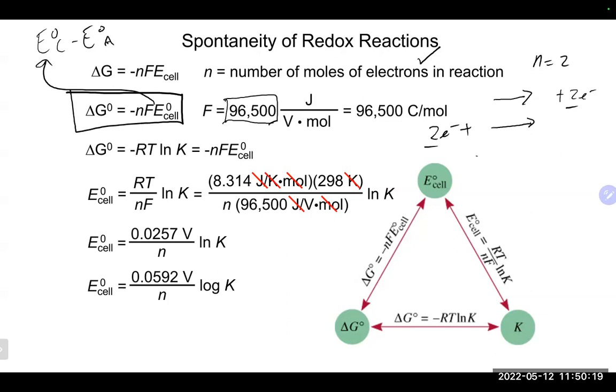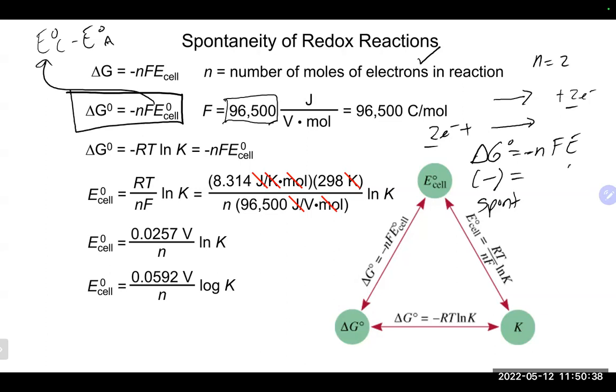So when we look at this equation, delta G is negative in a spontaneous process, right? And the only way to do that here is to have what type of voltage, positive or negative?